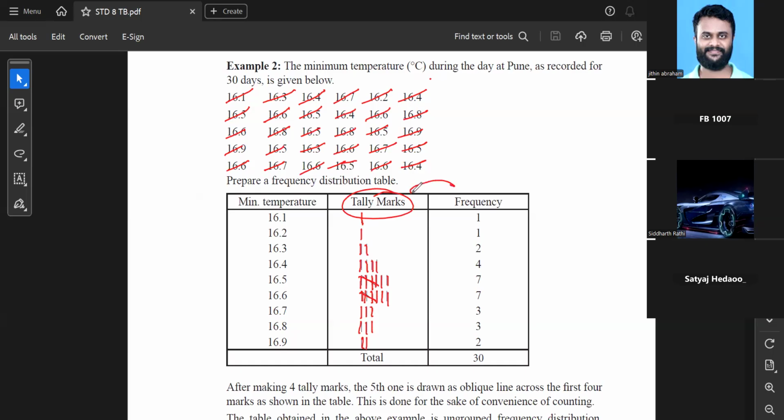So how will we calculate the frequency from this? Whatever tally marks you have written, write them here in numbers. This will correspond to 1, this will correspond to 1, this will correspond to 2 because there are two tally marks. Here we have 4 tally marks. Here we have 5 plus 2, 7. Here we have 5 plus 2, 7. Here we have 3. Here we have 3. Here we have 2. When you add them all, you'll get 30. Yes, it's a recording of 30 days, so you get 30 over here.